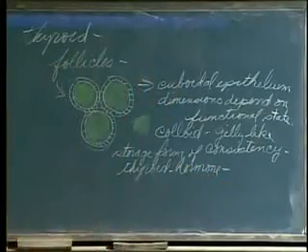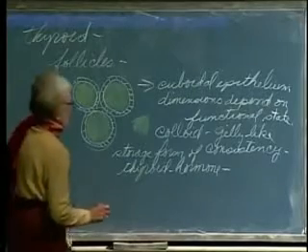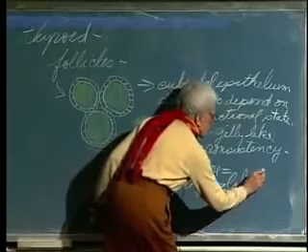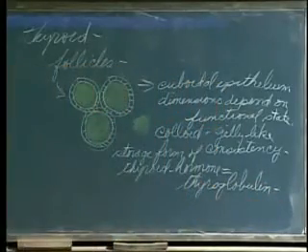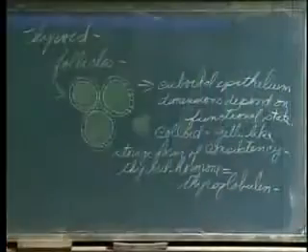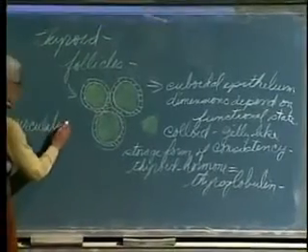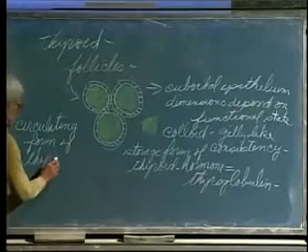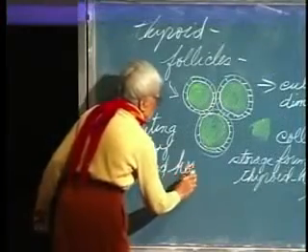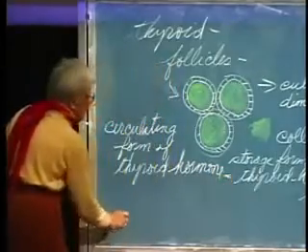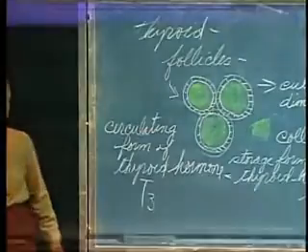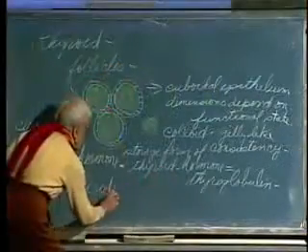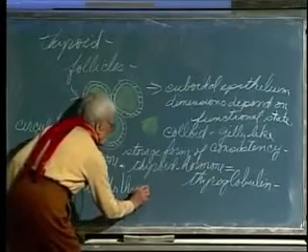What's that called? Thyroglobulin. The circulating form of the thyroid hormone is called T3, triiodothyronine.